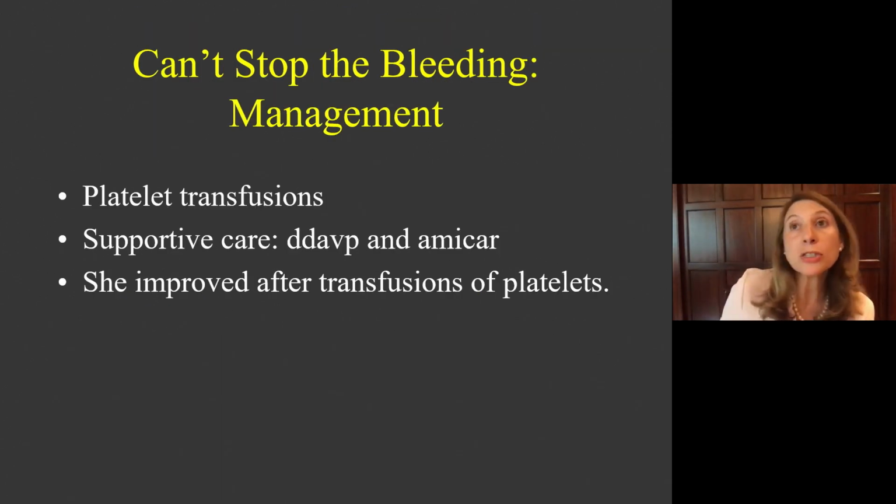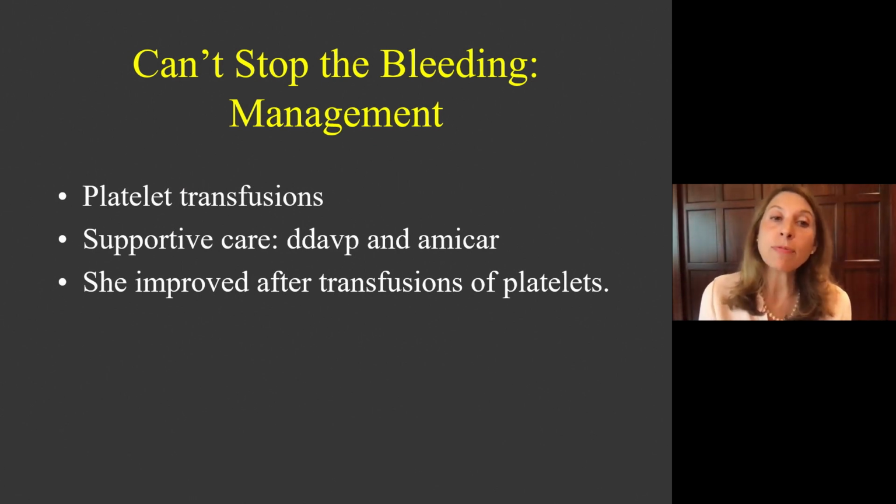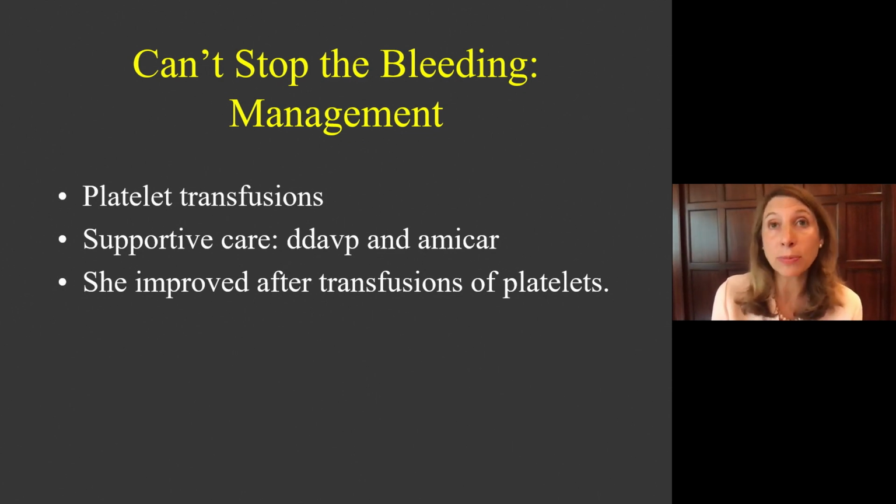How do we manage patients with platelet disorders? Usually we give platelet transfusions, but we have to be very careful with that because over time, the more exposed a patient is to platelet transfusions, the more likely they are to develop antibodies. And then when the patient actually has a major bleed, they're not responsive to platelets and we have few options. In some cases, for small, minor bleeding, such as wisdom teeth bleeding, you can try to use DDAVP and Amicar, which is an antifibrinolytic, to support the hemostatic process.